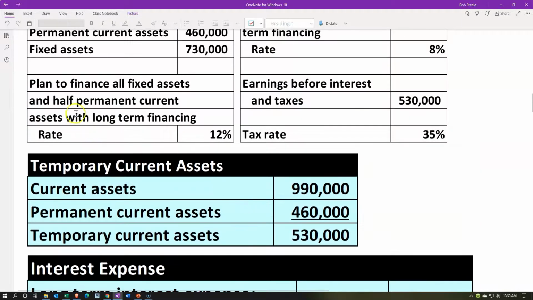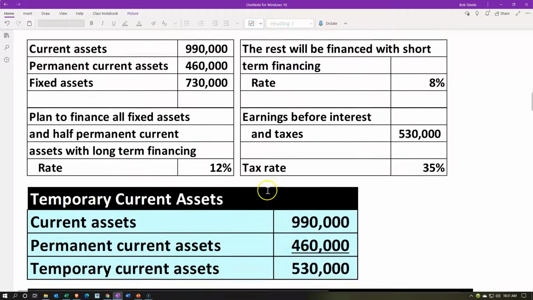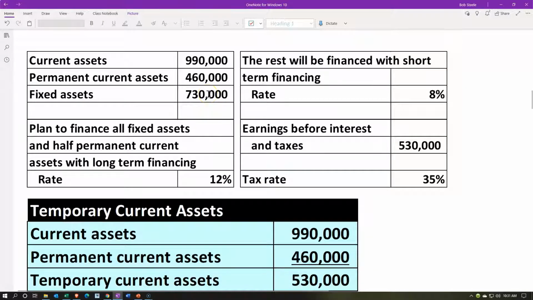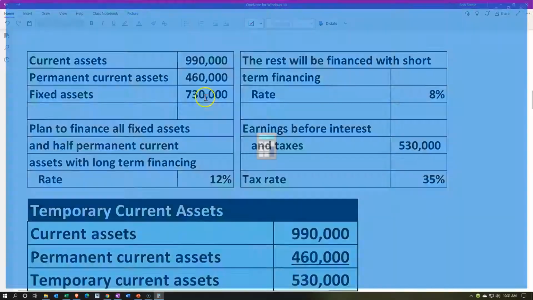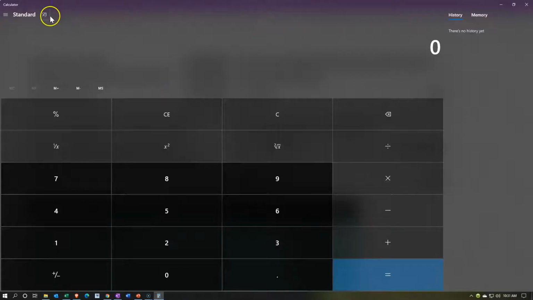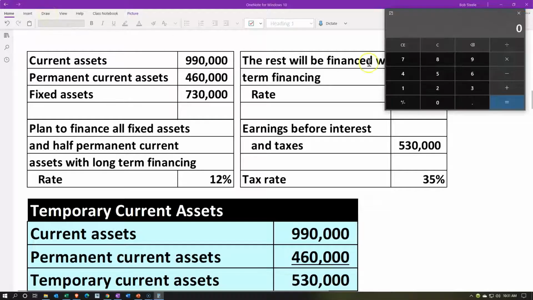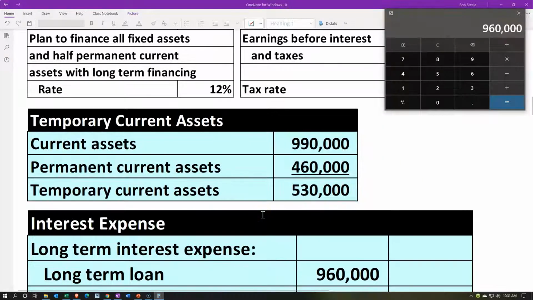And it says here that we're going to take all the fixed assets. So that's going to be all of the fixed assets given here, the 730,000, and half of the permanent current assets. So let's break that out with the giant calculator. We've got the permanent current assets, 640,000. We're going to take half of that and then add to that the 730,000. That's going to be the amount we're going to finance with the long-term financing.